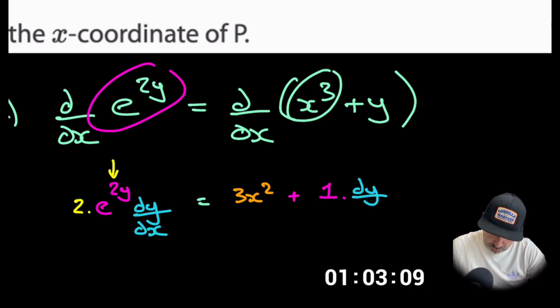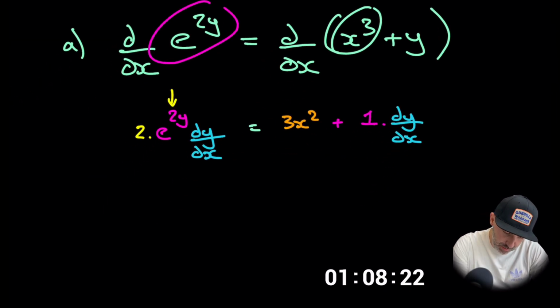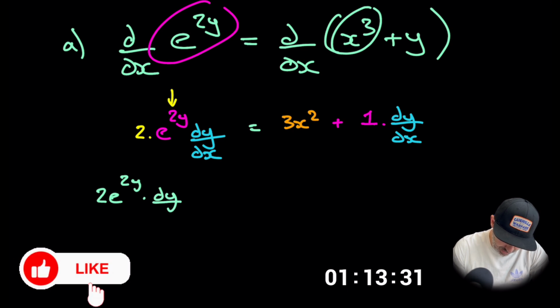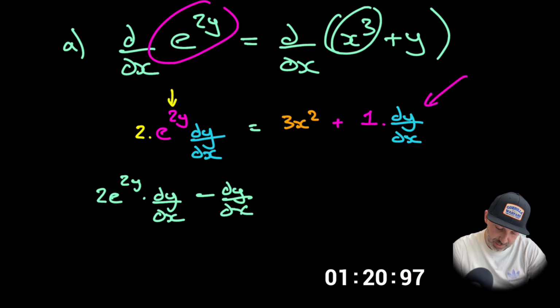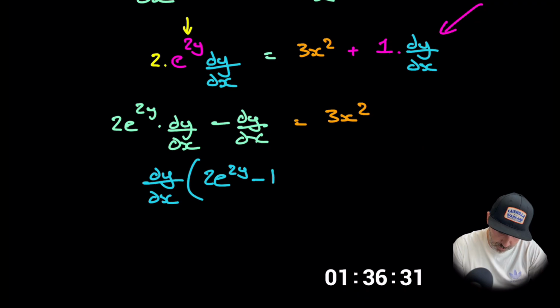Now in all of these implicit questions, you have to get dy by dx together. So what we'll do is we will have 2e to the 2y dy by dx minus dy by dx, because we're moving this thing over here to the left, and then that is equal to 3x squared. Now we're going to factorize out the dy by dx, so we've got dy by dx, open brackets, 2e^(2y) minus 1, close brackets, is equal to 3x squared.